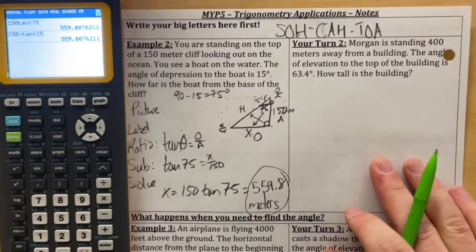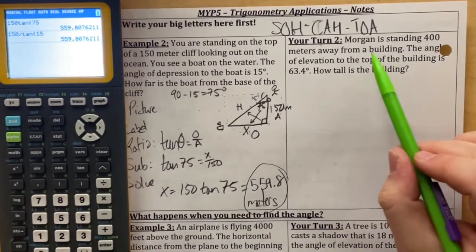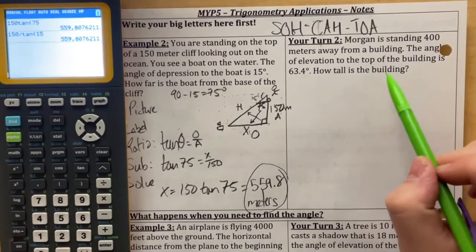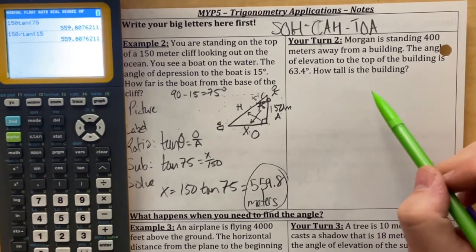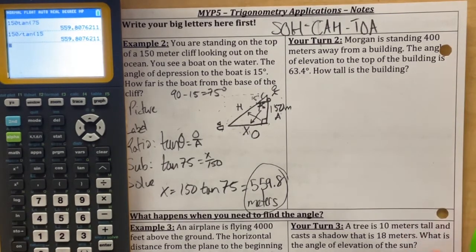All right, so now your turn. Still the same way. Make sure you try it out. Pause the video. Be sure to set it up using the picture. Label your right triangle, and then pick a ratio, substitute, and solve.